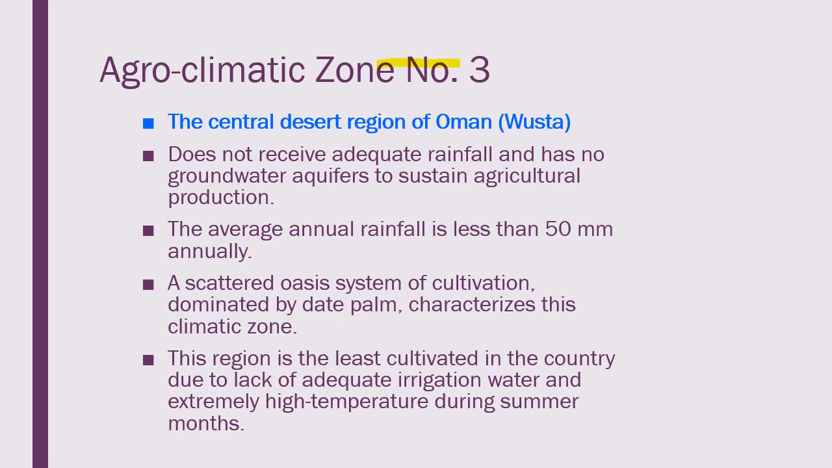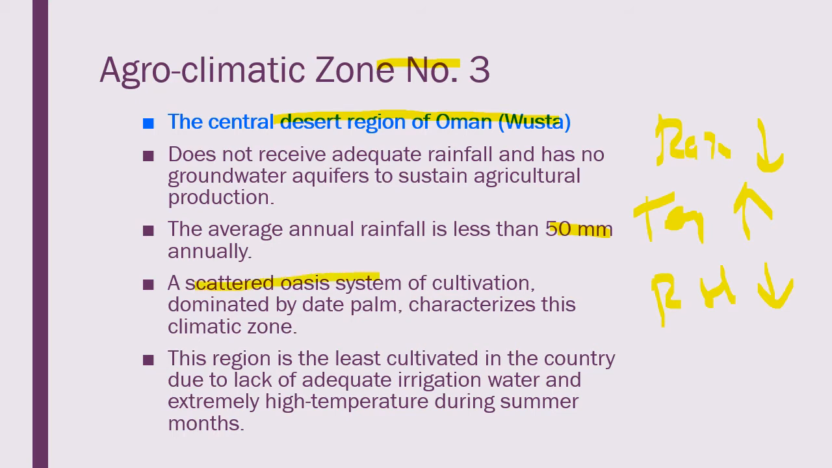Zone number 3 is basically the desert region of Oman, Lusta. That's where it is away from the ocean. Okay, so there is very little agriculture because the amount of rainfall is very low. But remember, the temperature is extremely high during the summertime. Most of the crops will not tolerate this temperature. Relative humidity is also very low during most of the year. So very little agriculture is really in the Lusta area.